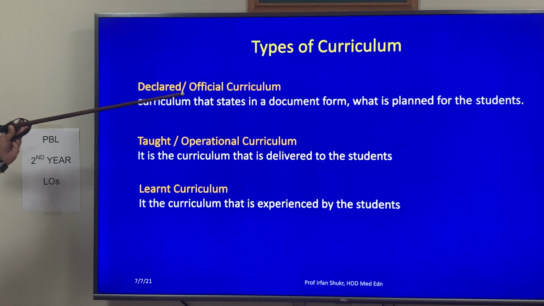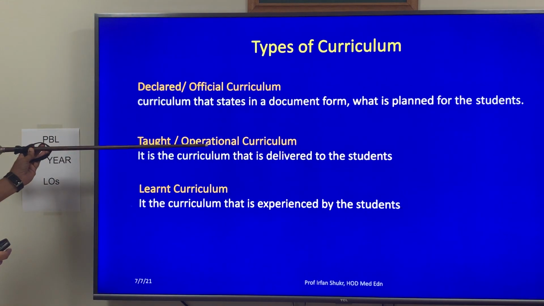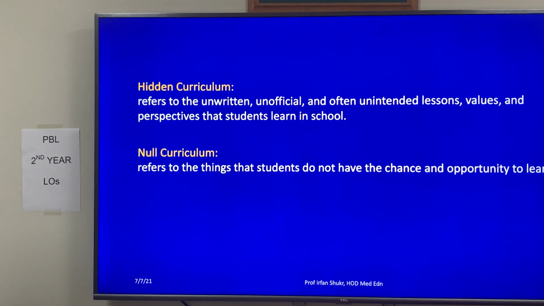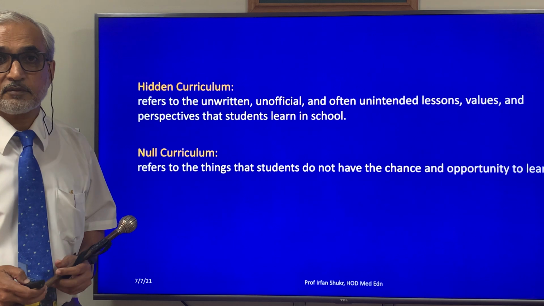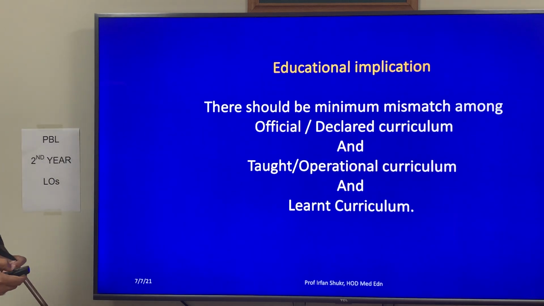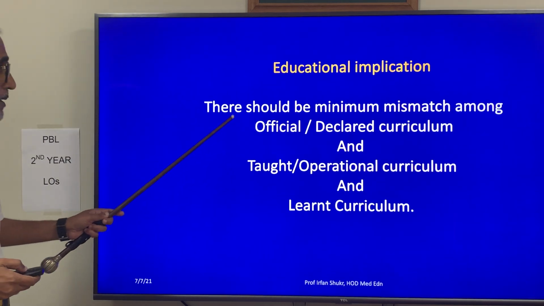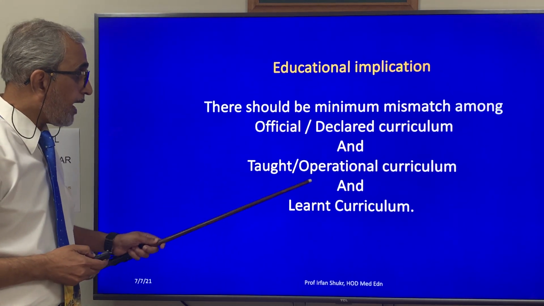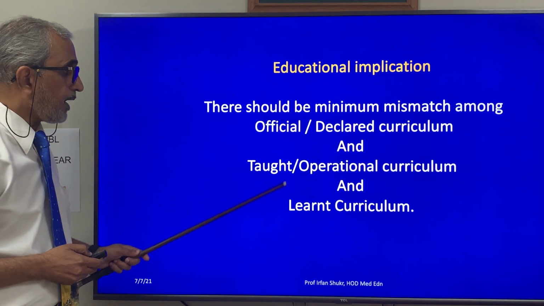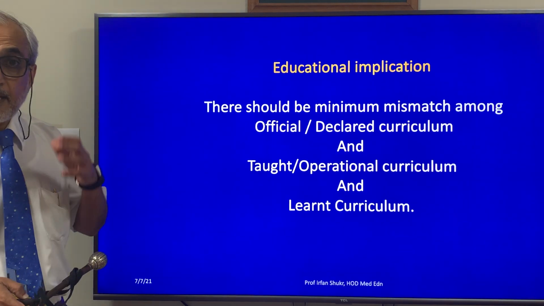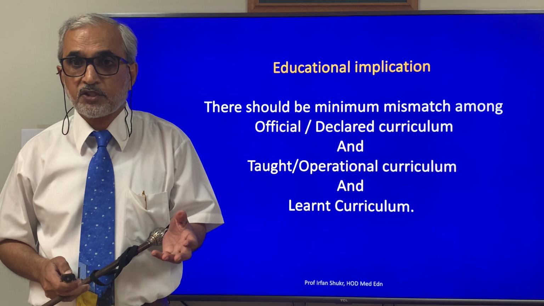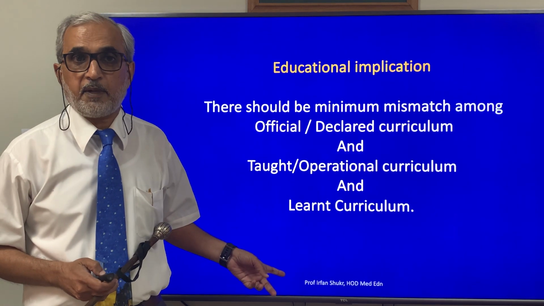Talking about the official curriculum, the taught operational curriculum and the learned curriculum, there is an educational implication. The educational implication is that there should be minimum mismatch among the official and declared curriculum, the taught operational curriculum and the learned curriculum. That should be the aim of every institution, and the faculty and the students, to decrease this mismatch.